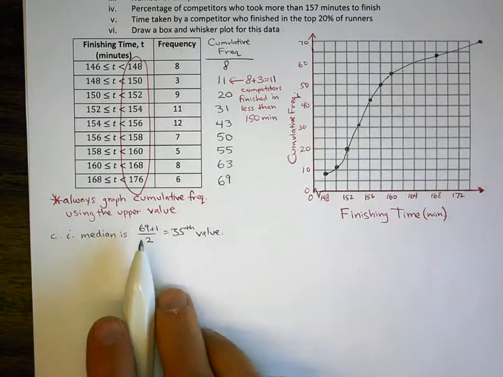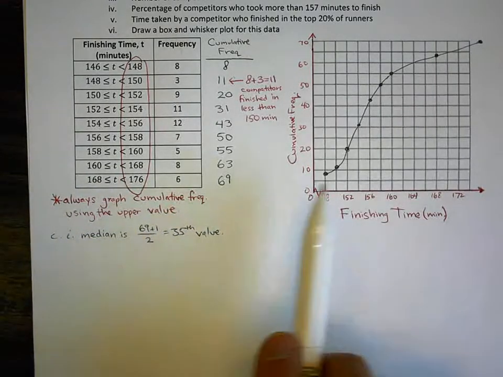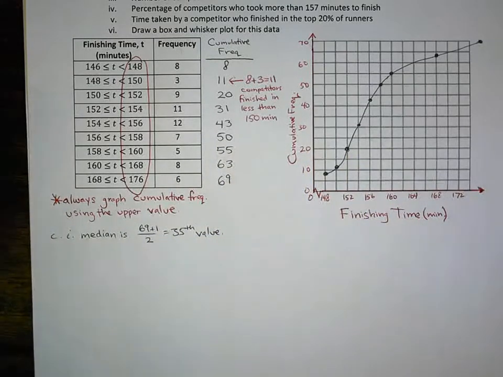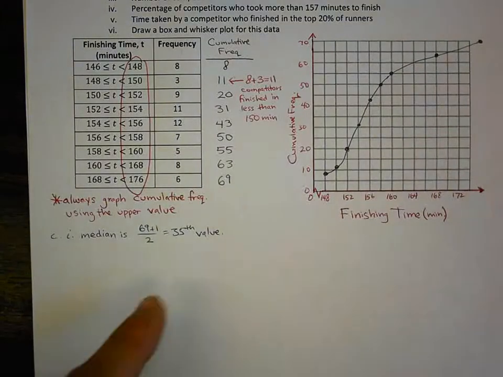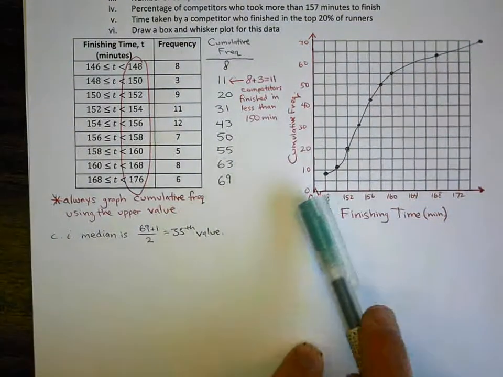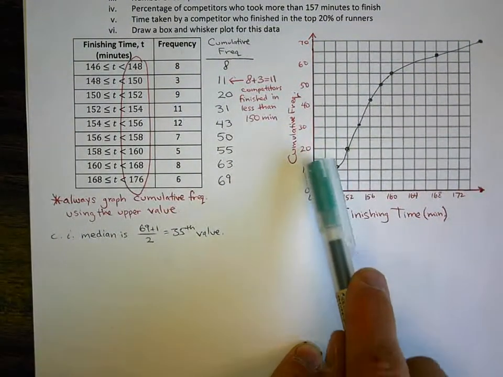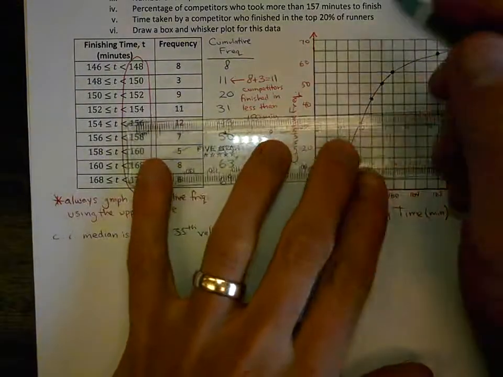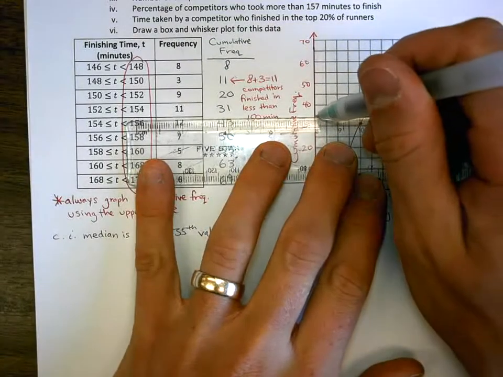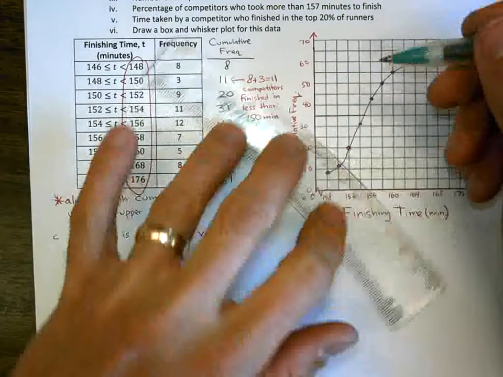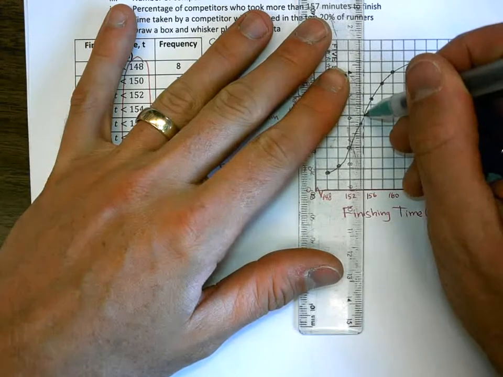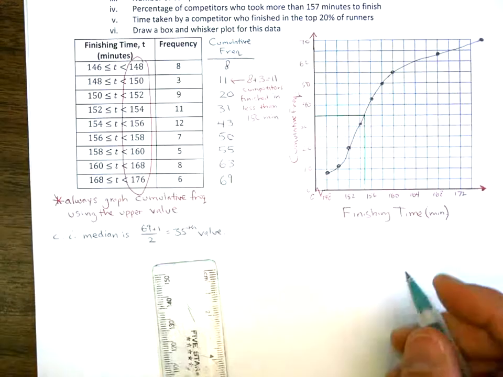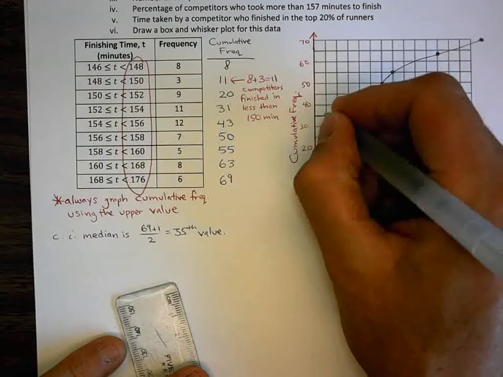Well, it just so happens the cumulative frequency graph can be used to tell me this. So the 35th value, well, look, this tells me all that. Remember, I have 69 values in total, 69 runners. So the 35th is right here. So I'm going to draw a line from 35, and then where it intersects with the ogive, the cumulative frequency graph, I'm going to draw a line down to the x-axis. So that is the median.